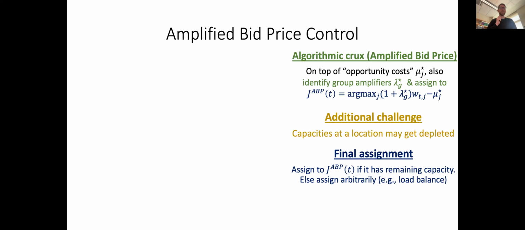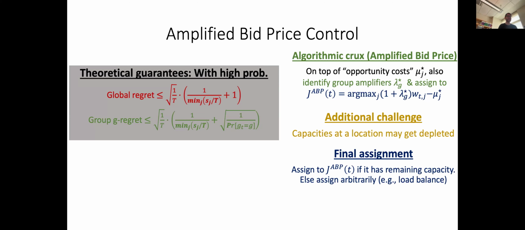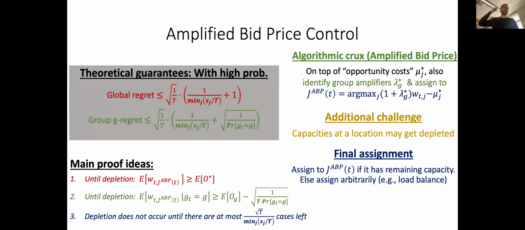Such an assignment will actually give us both global regret and group regret guarantees that work very well when T is very large. The main proof idea is that until we are depleted, we perform very well in every period in expectation, and we don't deplete until rather late in the horizon.